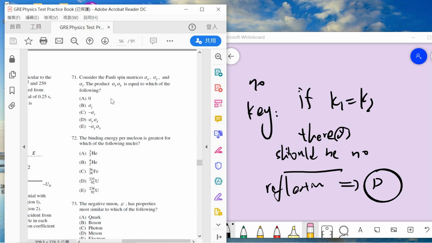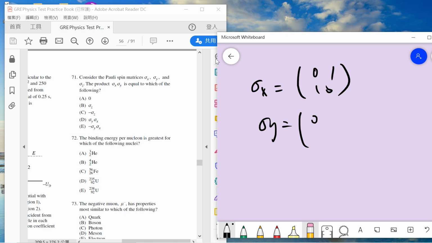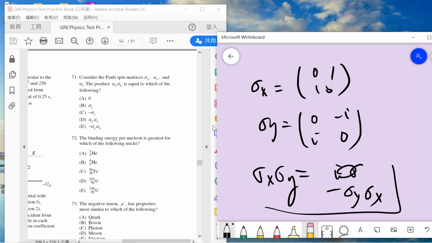Okay, 71 is about Pauli x times Pauli y. You should write down the answer immediately. But if you forget, you can start computing the product of the sigma matrices. You can see this because the anti-commutator for the Pauli matrices is 0. So the answer is E.